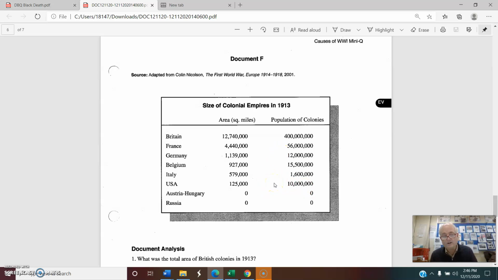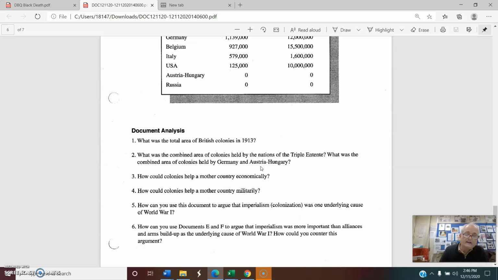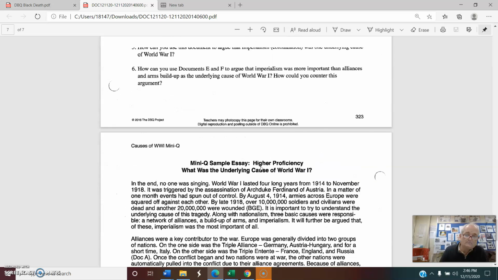the Americans had ruled territories like the Philippine Islands, Puerto Rico, which is still an American territory, and Alaska and Hawaii, which were American territories at that time also. But it represents the size and the population, so that it's a comparative look at colonization. And again, there are questions for analysis.